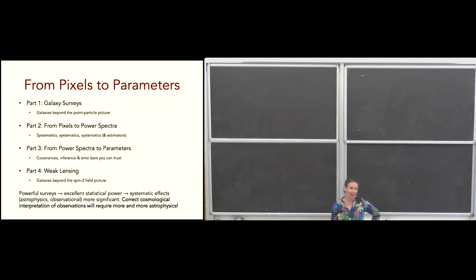And I was tasked to talk about data analysis in large-scale structure, which is a big topic, of course. So I tried to break it down into a few logical steps. That is 4 different units. Overall, my story will be how to go from pixels to parameters.